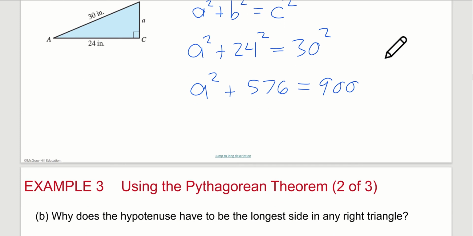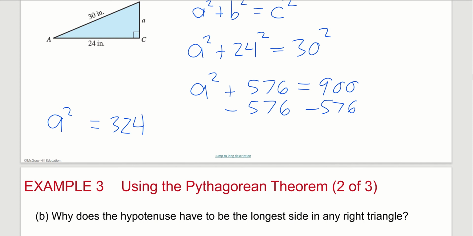We now need to get the a variable by itself, so you would subtract 576 from both sides. This would tell us that a squared is equal to 324. And now we have one more step that's new to this section to solve for a.